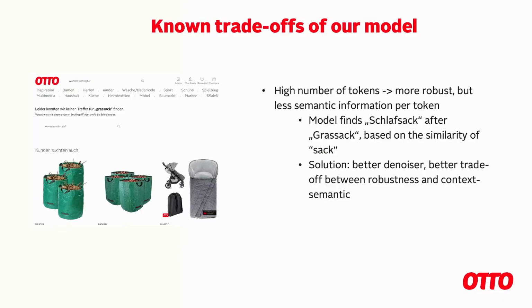It also has, of course, trade-offs. Not everything is perfect. We overemphasized robustness over semantics at some point because we thought, okay, we have these errors and we need to resolve them. So you can trick the model. For example, if you search for grass sack, it really doesn't know whether you're searching for grass or sack, because it has all these small parts, and grass could be an error. So it goes with that, and after that finds a Schlafsack, which is something we need to work on. It's a known trade-off of the model, so that's something we want to improve.